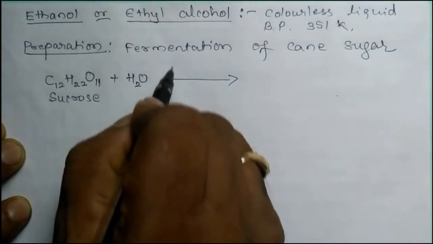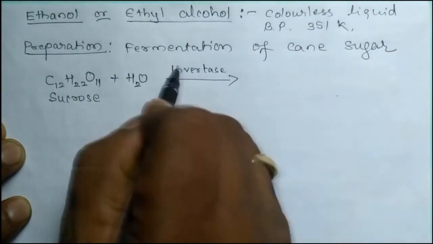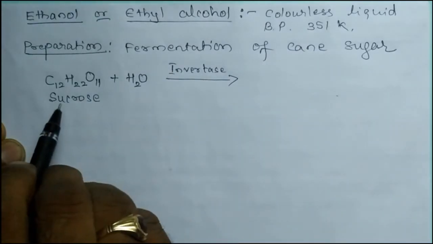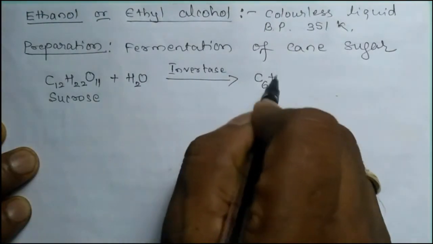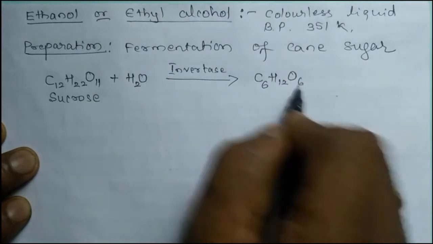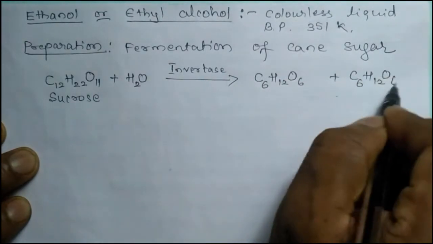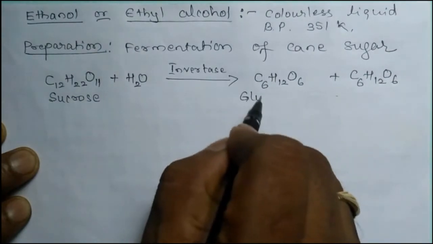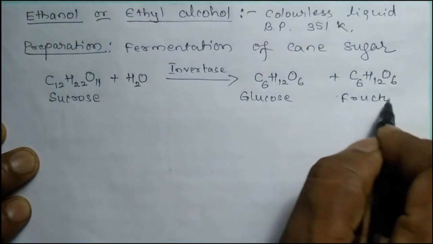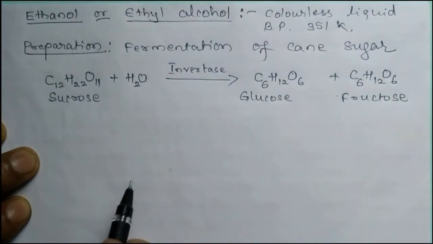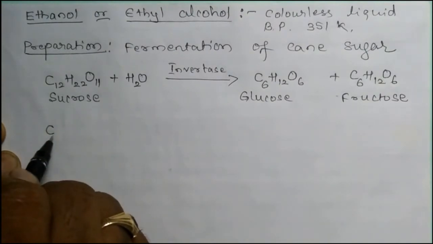Enzyme invertase brings the hydrolysis of sucrose. You are going to get glucose and fructose, C6H12O6. This is glucose, C6H12O6, and this is fructose.